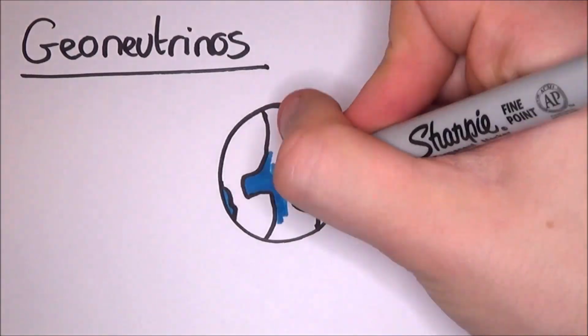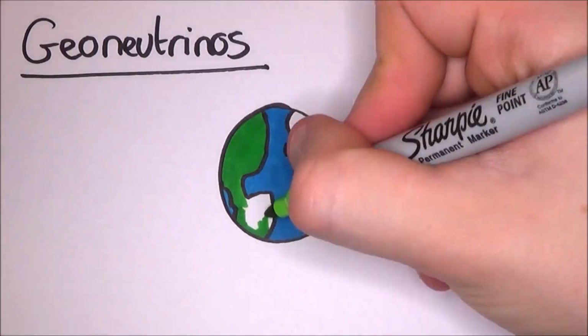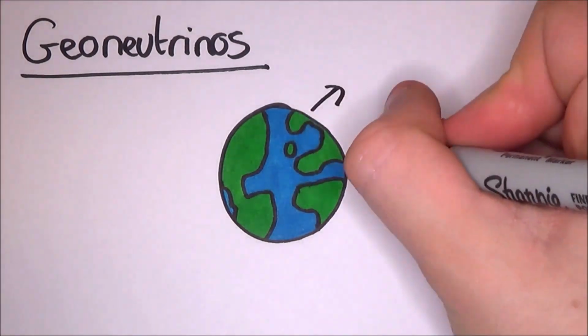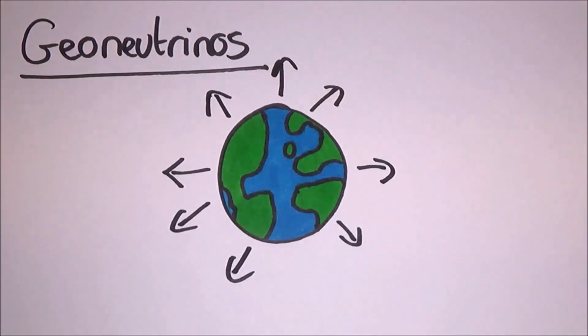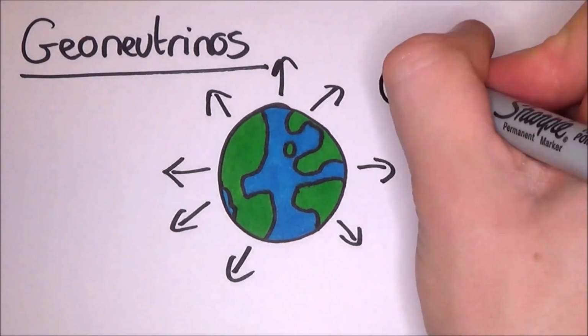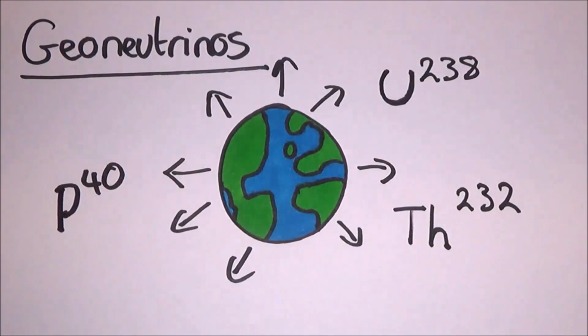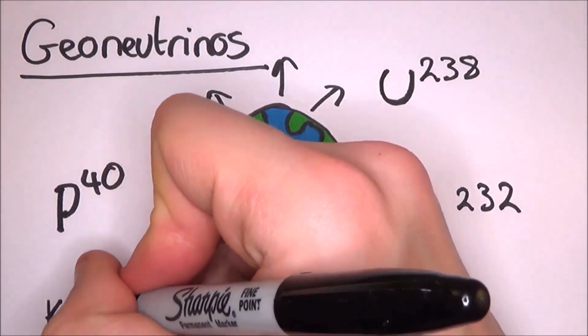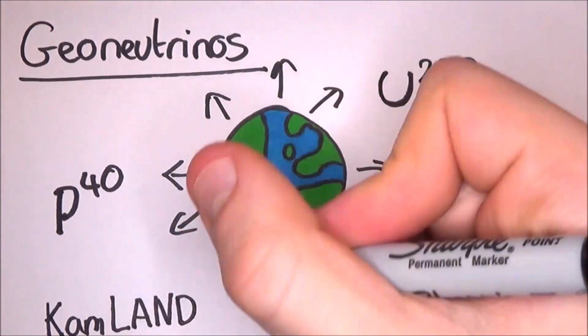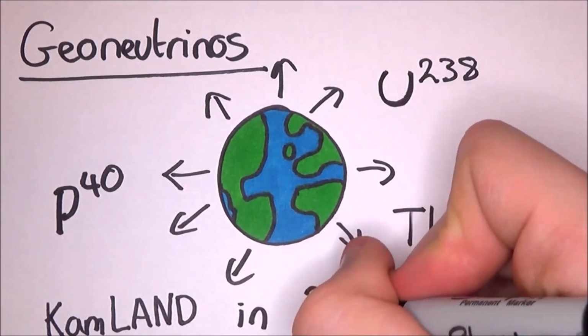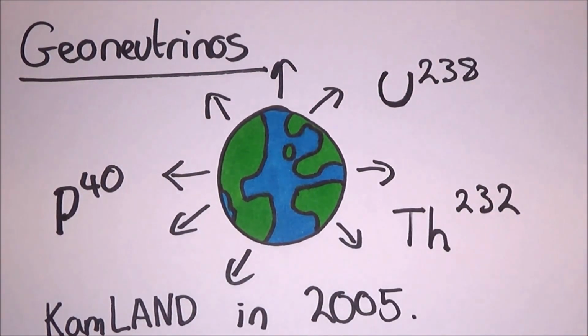Another source is known as geoneutrinos. These are neutrinos that have been naturally emitted by the Earth, usually from uranium-238 and thorium-232, but also a little bit from potassium-40. They are known as geoneutrinos as they provide valuable information about the Earth's interior, and they were first found by the KamLAND experiment in 2005.